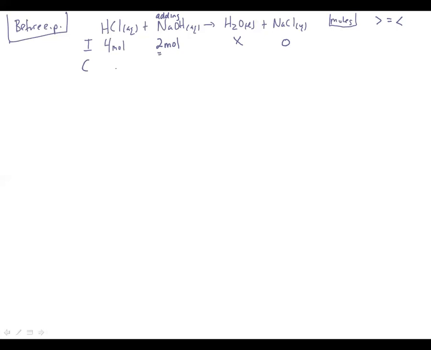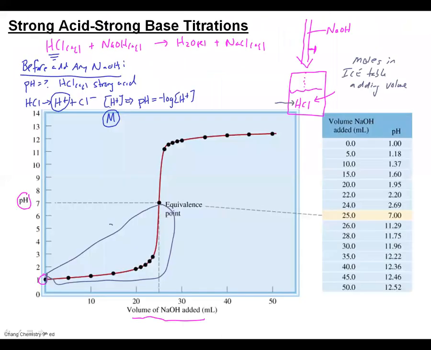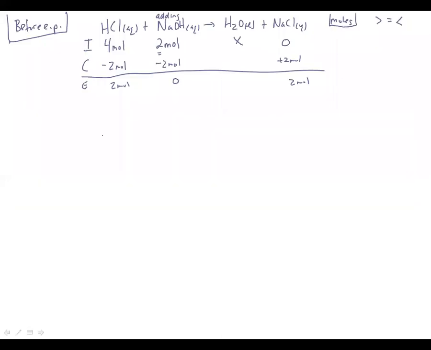So minus 2, plus 2 moles, which will get us at equilibrium 2 moles of the HCl, 0 of that, and 2 moles of that. So this table is very much like the one that we just did. Just like most of these tables where you do moles, at this point you would want to go back and divide these by the total volume in liters. So again, this is our total volume.